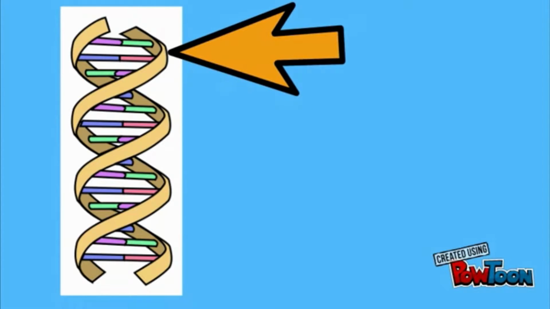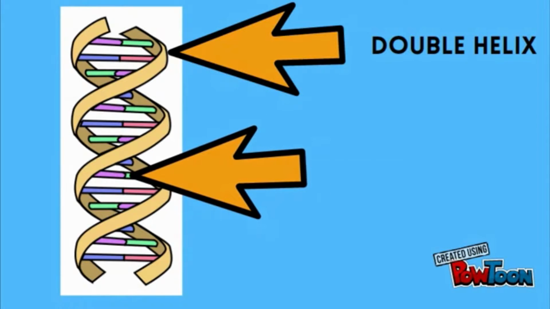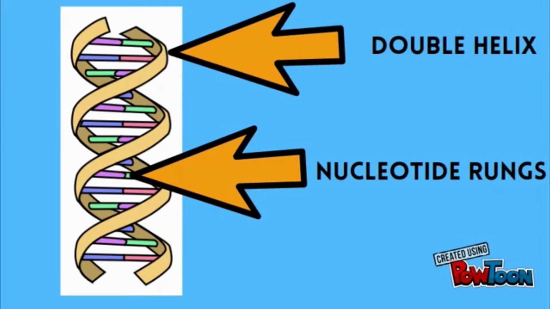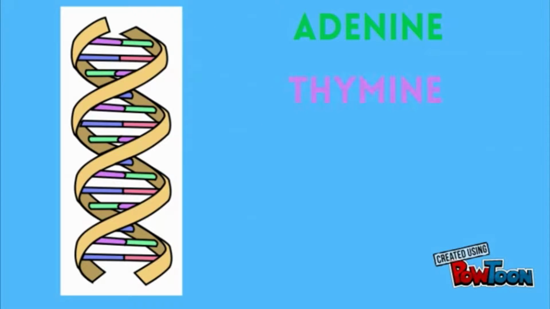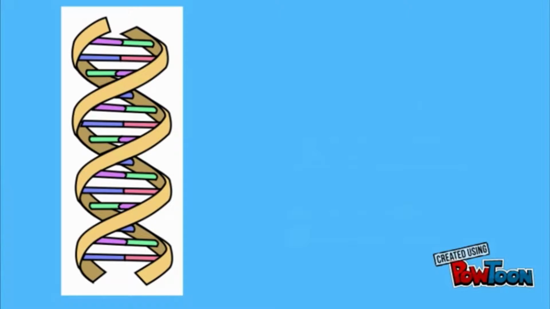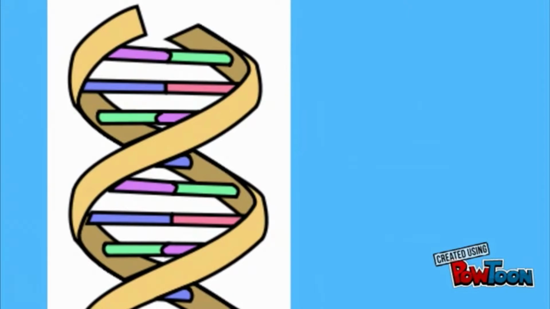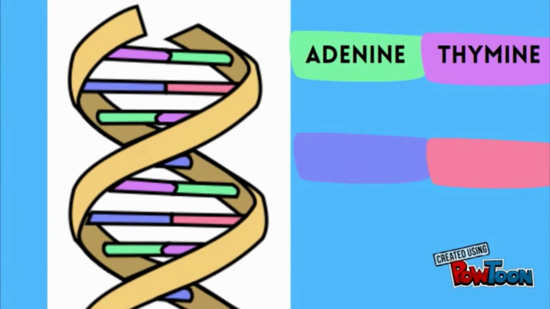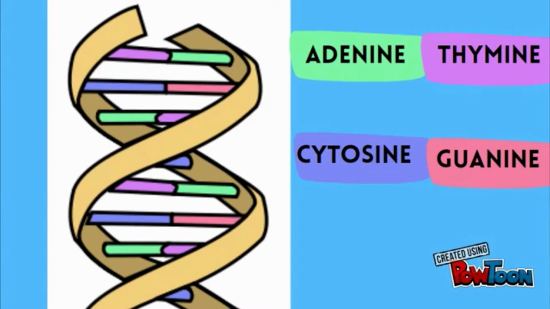Here we have a strand of DNA. The yellow outer spiral is called the double helix, and this is made from a sugar phosphate bond, deoxyribose being the sugar. And in between the helix are the nucleotide rungs, and there are four in total: adenine, thymine, cytosine, and guanine. But have you noticed anything about the rungs? If you look closely, the rungs are split into two parts, and this is very important for protein synthesis. And the colours always match. Green matches with purple, and blue matches with red. And this is because adenine always pairs with thymine, and guanine always pairs with cytosine.